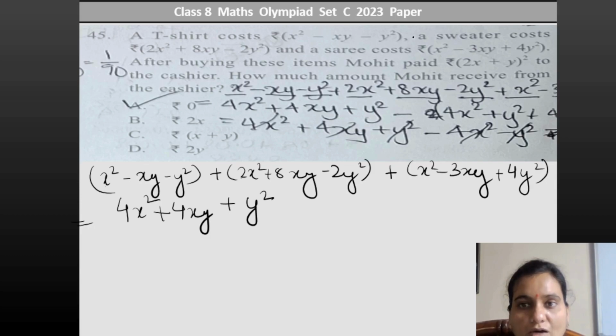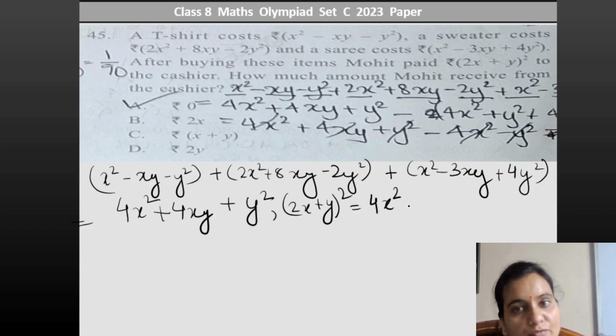So we got this. Now let's just expand 2x plus y whole square as well to understand how much Mohit has paid to the cashier. So that will be how much? 4x square, a plus b whole square. I am applying the a plus b whole square formula to expand the identity (a plus b) square.